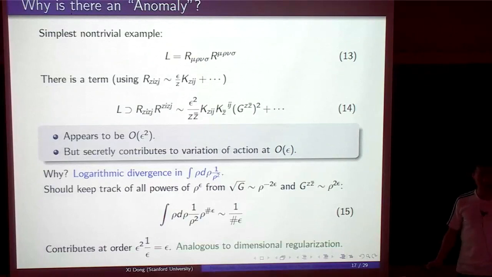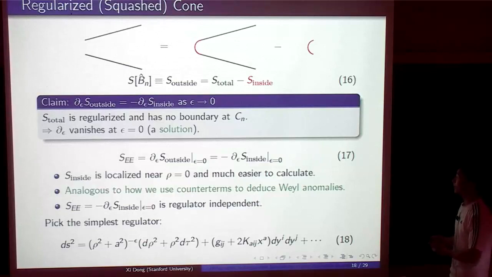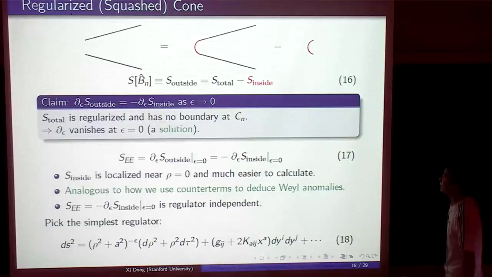This is very similar to the 1 over epsilon poles in dimensional regularization, where epsilon is, for example, 4 minus d. It's the same story. And really, in order to compute in general what is the right size of the contribution, it's easiest to use what I call the regularized cone method. Some people call it the regularized squashed cone, just to emphasize that the cone is not U(1) symmetric.